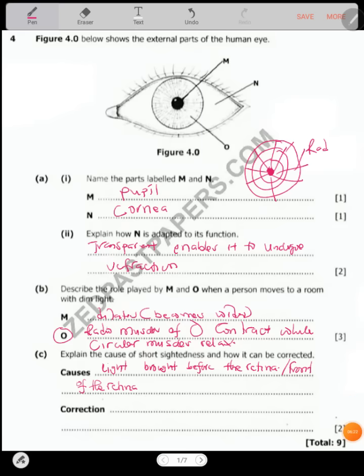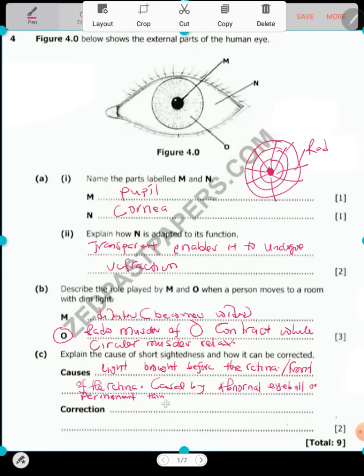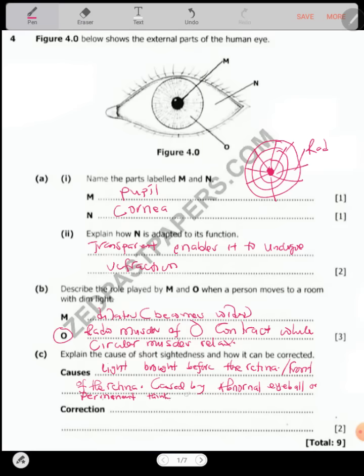In front of the retina. Now, what does that? This is further caused by abnormal eyeball or permanent thick lens.